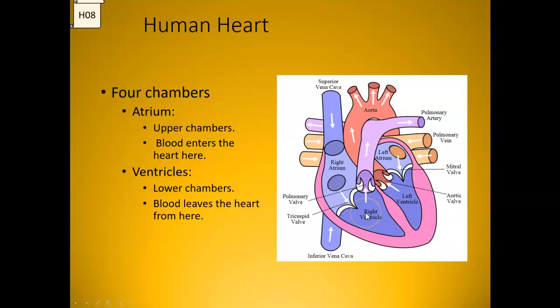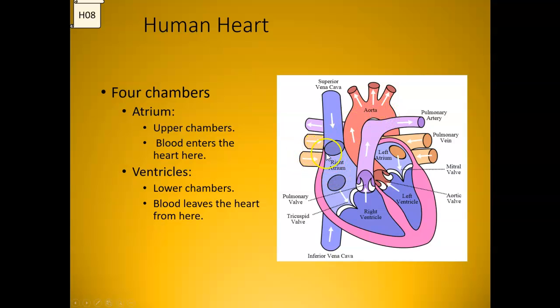And then in the ventricles, the blood is leaving the heart and it's going out. So the right ventricle is leaving out and going to our pulmonary artery. And from the left ventricle, it's hard to see, but it's kind of going underneath that pulmonary artery into what we call the aorta, which is the major artery leaving the heart there.